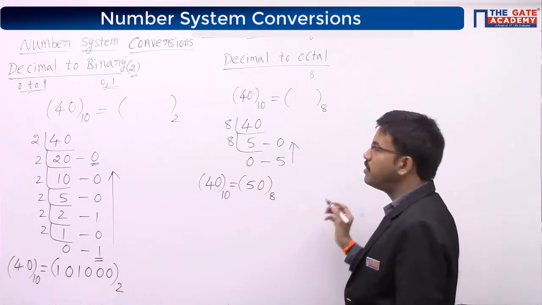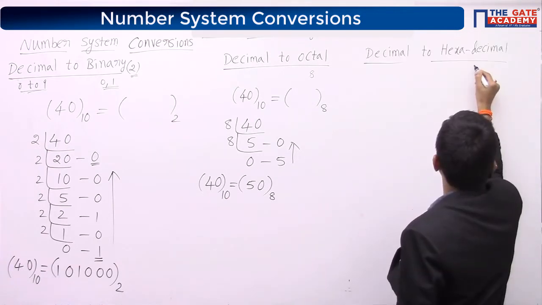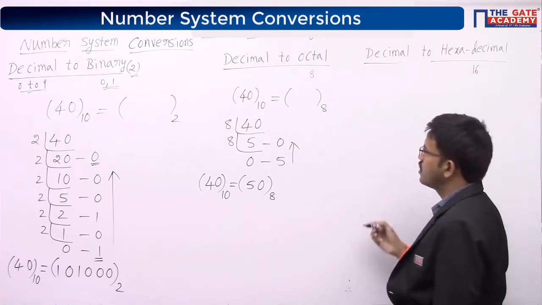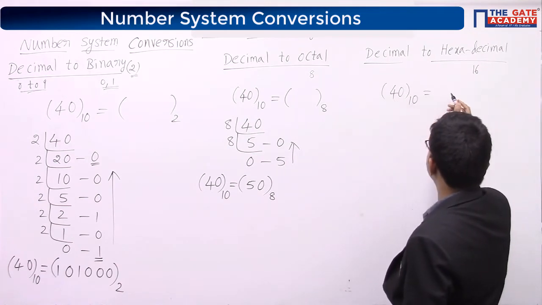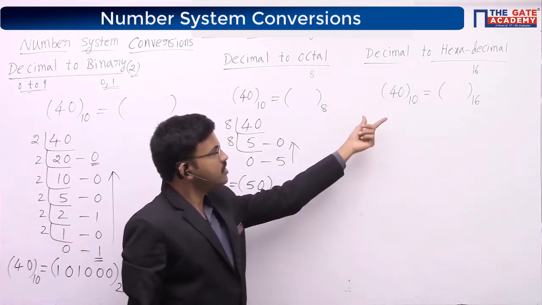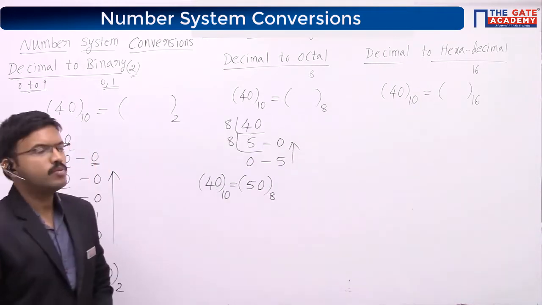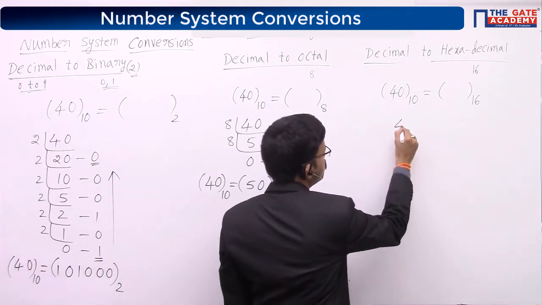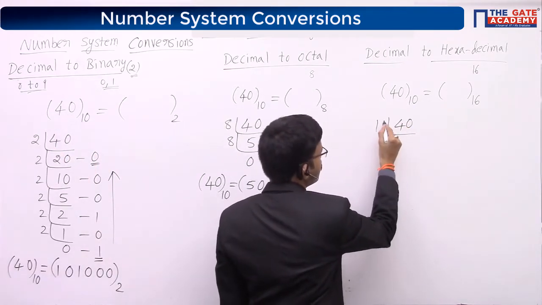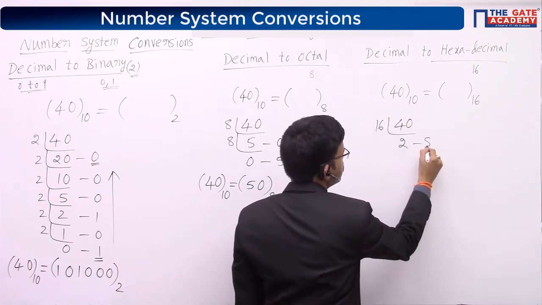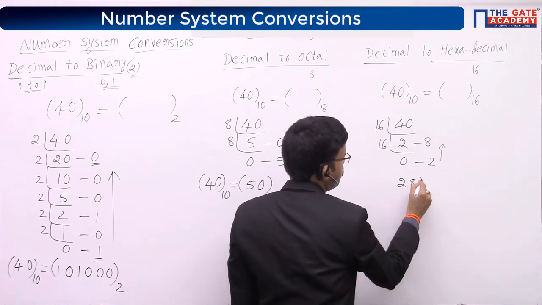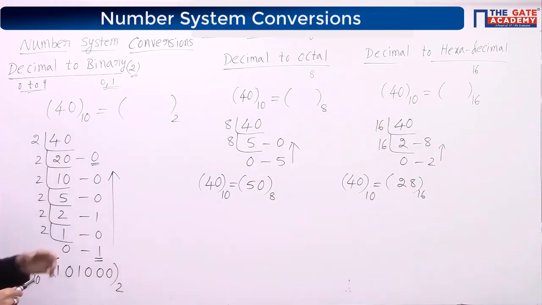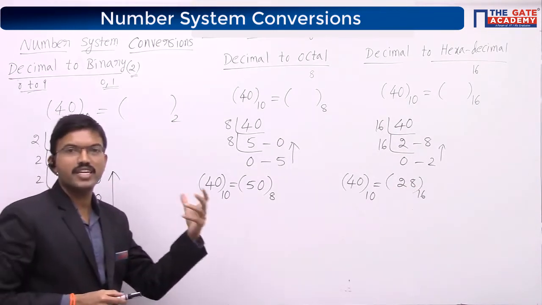Next one is decimal to hexadecimal. In hexadecimal base is 16. So here we have to do repetitive division with 16. Okay, convert this decimal number into hexadecimal. What will be the answer? So here we have to do repetitive division with 16. 16 2s are 32, remainder is 8. 16 zeros are 0, remainder is 2. 2 8 base 16.